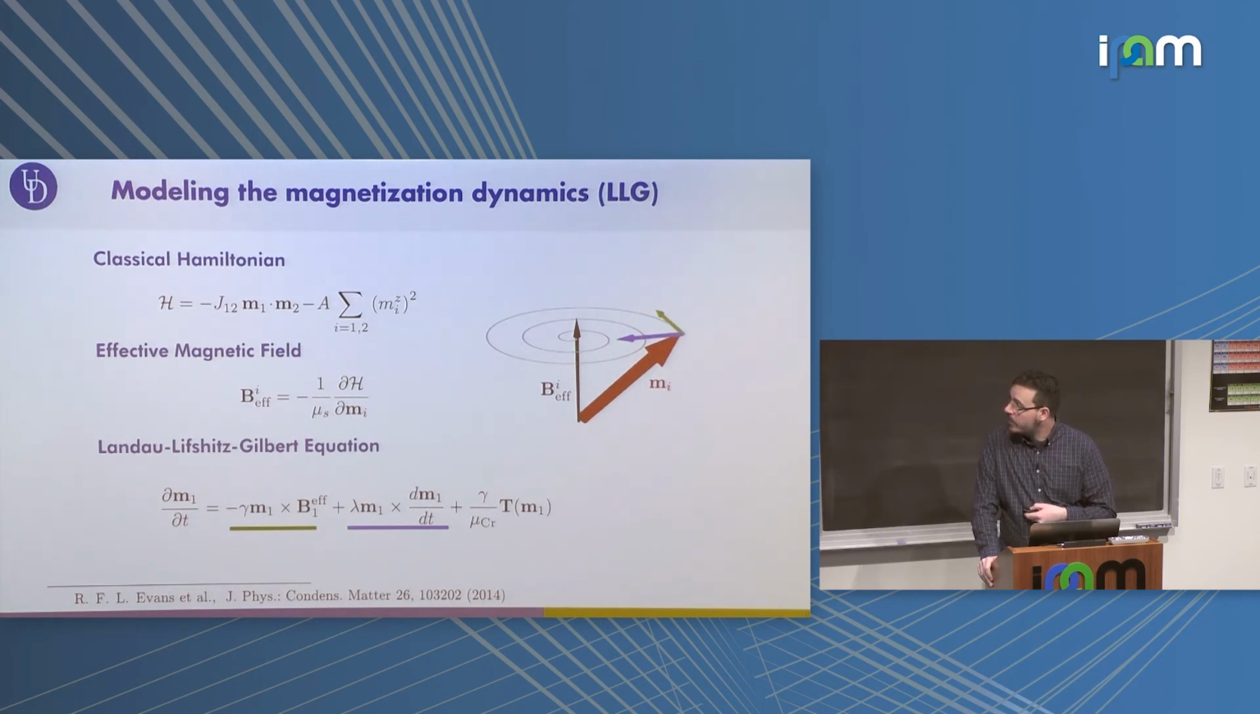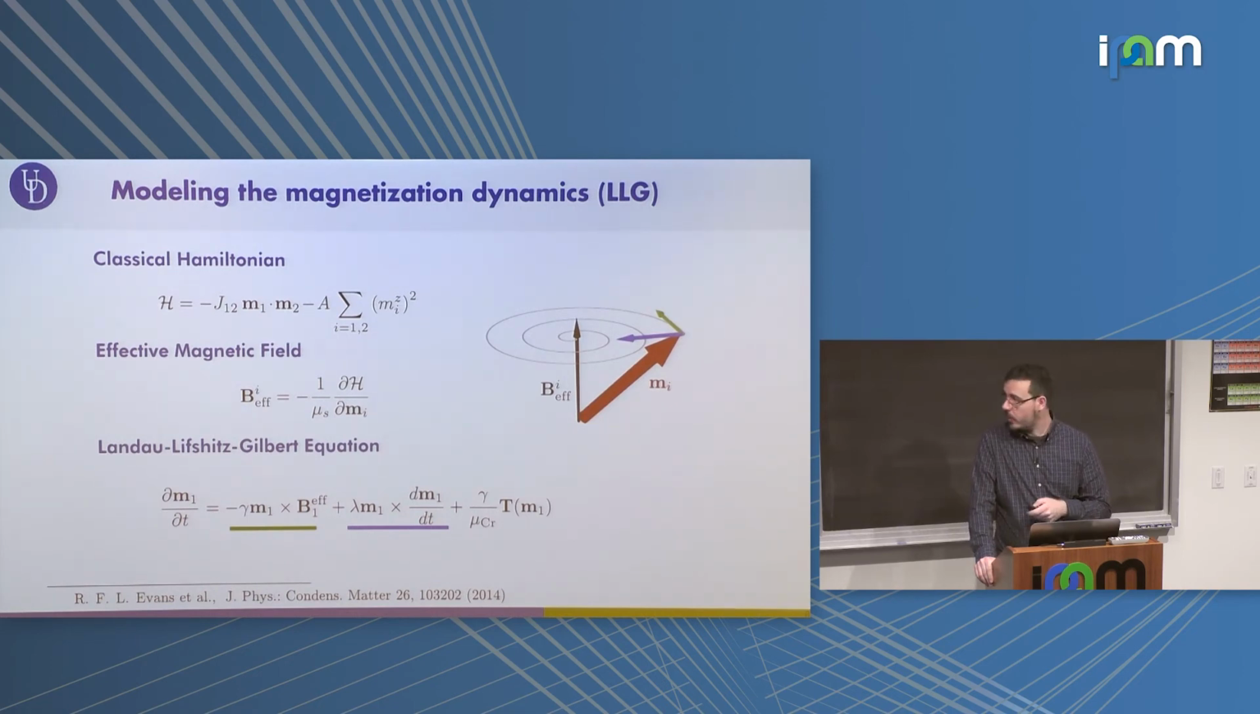And we have the anisotropy, which is basically responsible for pinning the moments in the plus z and minus z direction. And then when you compute the derivative of this Hamiltonian, you basically get the effective magnetic field which one atom is exerting on the other. And with this effective magnetic field, we just plug that into the classical Landau-Lifshitz-Gilbert equation for the magnetization dynamics.